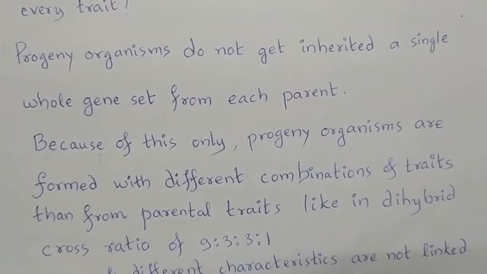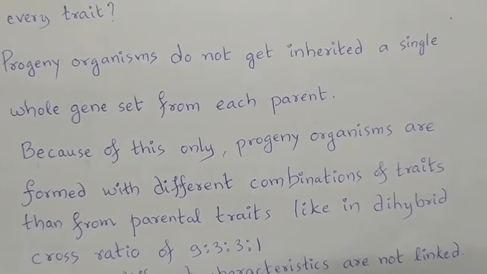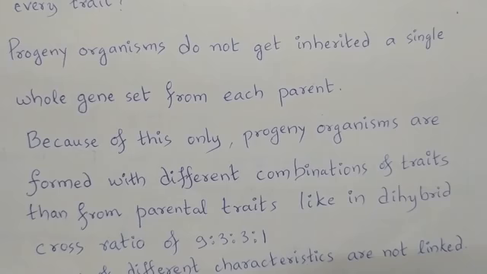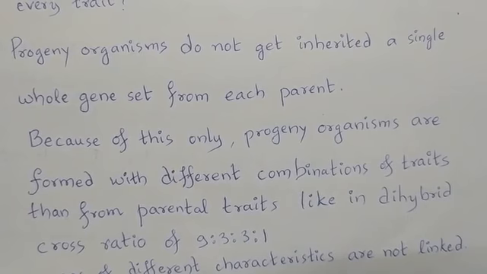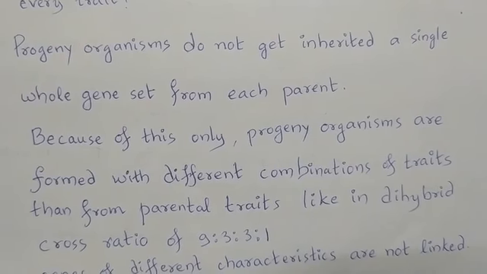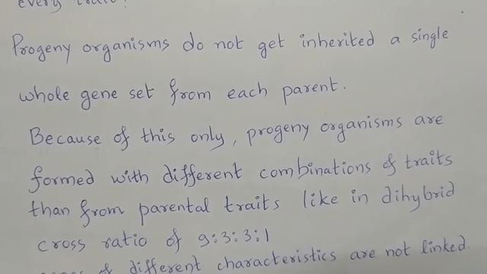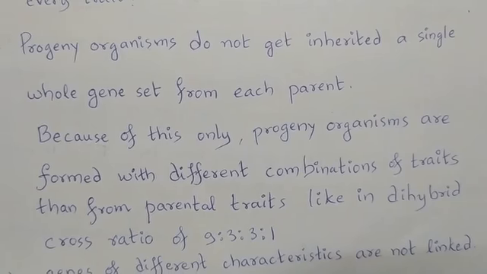a single whole gene set is not inherited from parents to offspring, and genes belonging to different traits are inherited independently. For example, assume yellow and red were there in the previous plant. In the next generation, if you think that yellow and red only will form the combination, then we are wrong. The yellow may make a combination with the wrinkled one, and the wrinkled one may form a combination with the green one. Any combination may be possible.